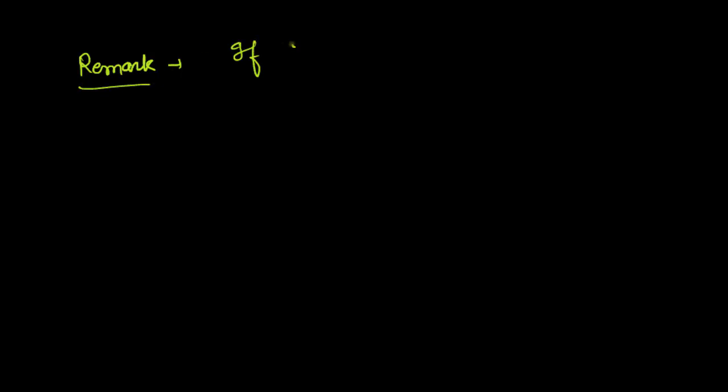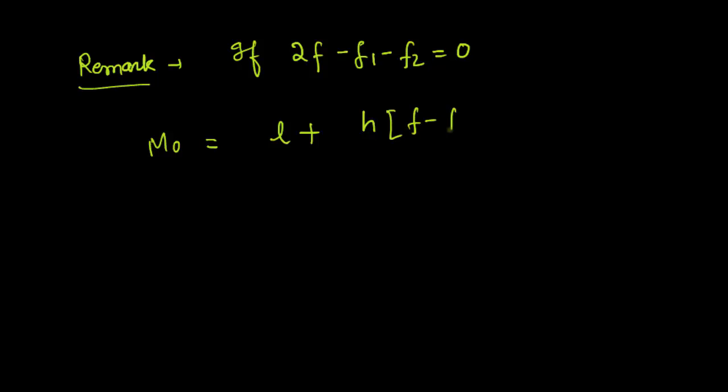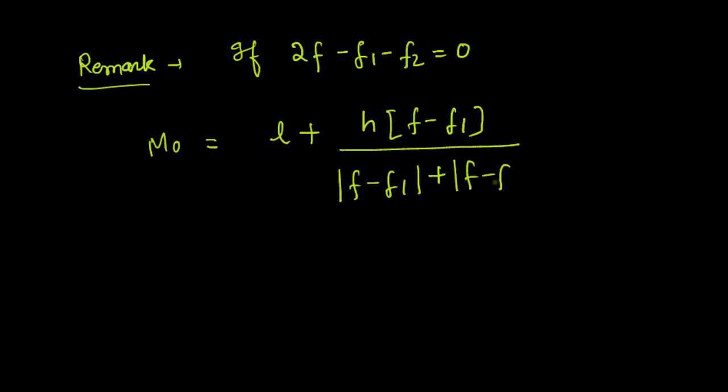If 2f minus f1 minus f2 is equal to 0, then you have to use the mode value as L plus h times (f minus f1) whole divided by mod of (f minus f1) plus mod of (f minus f2).